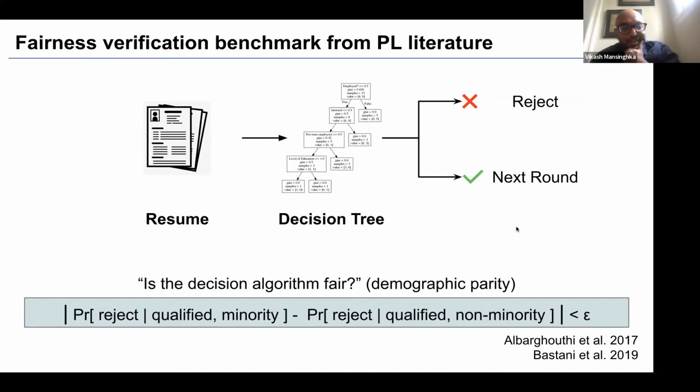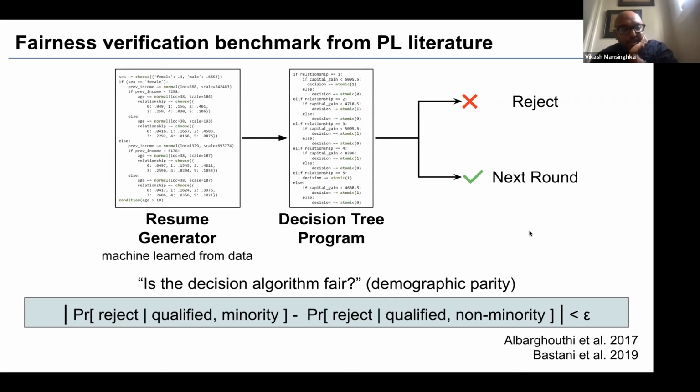various notions of fairness. So, for example, one might like to be able to certify that the probability of hiring or rejection does not change too much depending on the minority status of a candidate. This is a particular notion of parity from the fairness community. And using the tools that I've illustrated in this talk, you can learn a resume generator as a tractable probabilistic program that provides input to a decision tree program that's also a tractable probabilistic program in SPPL, and analyze it for fairness using exact inference.